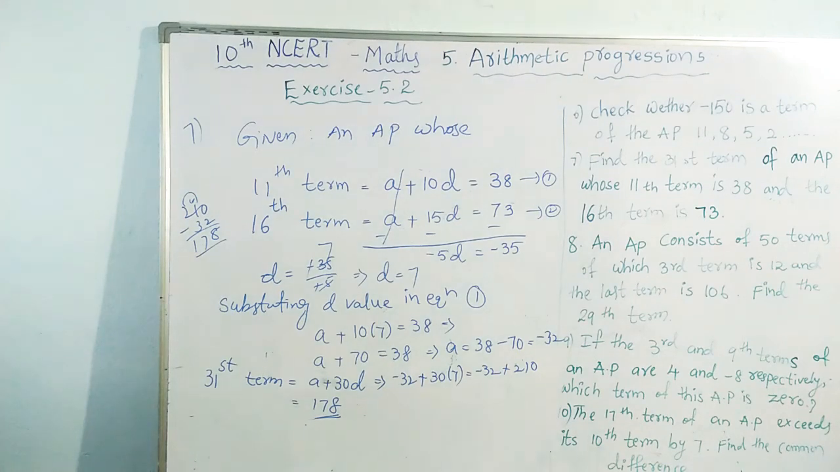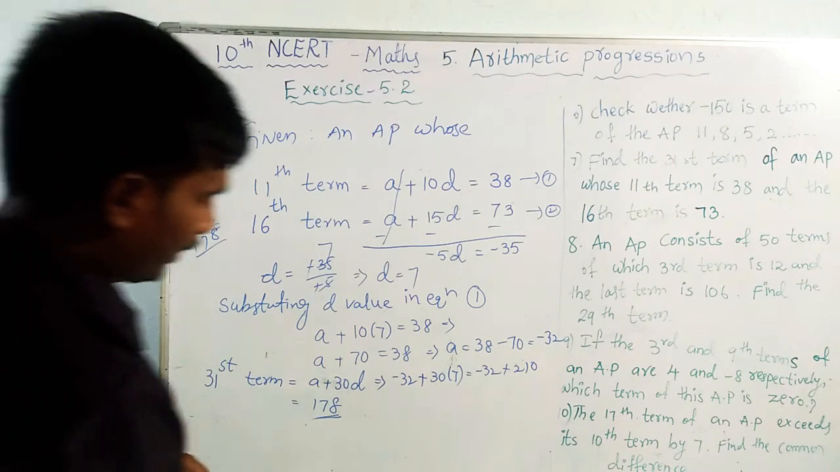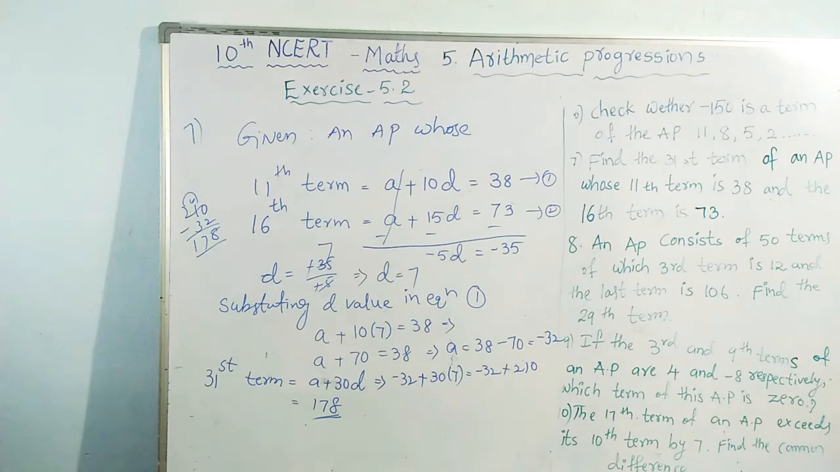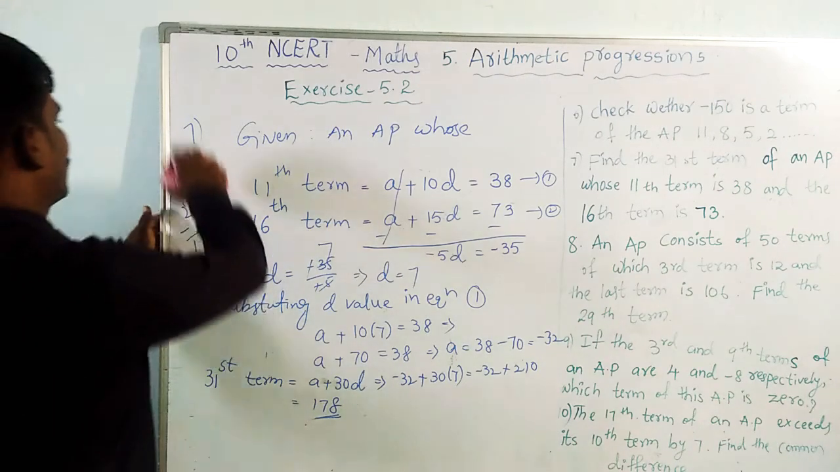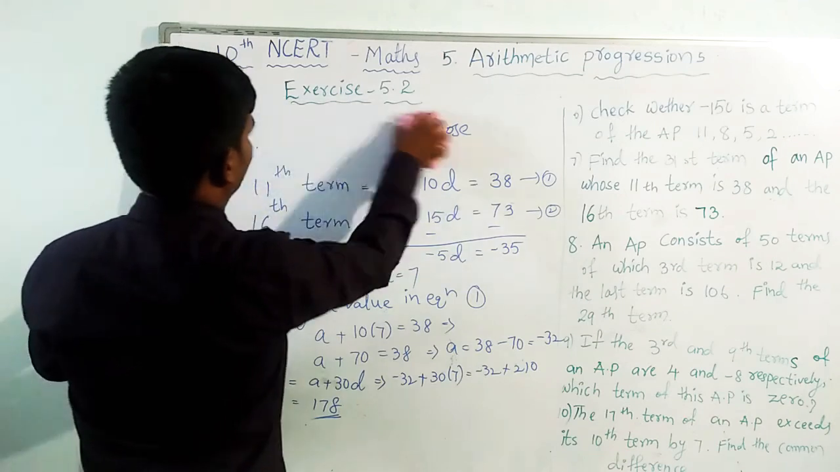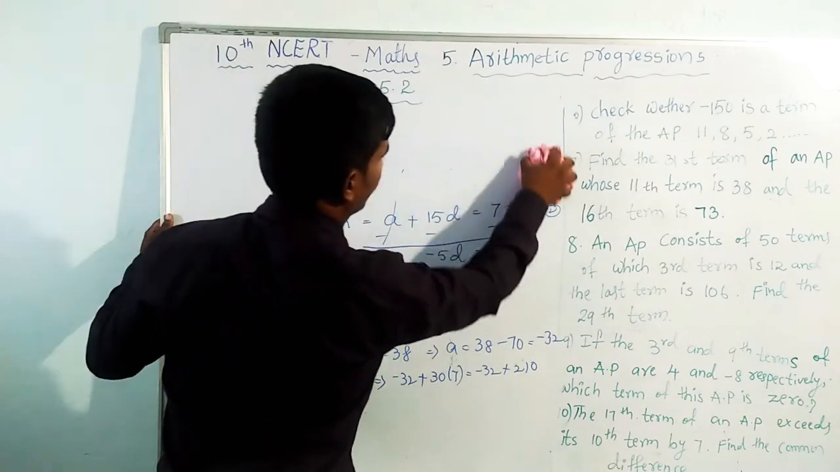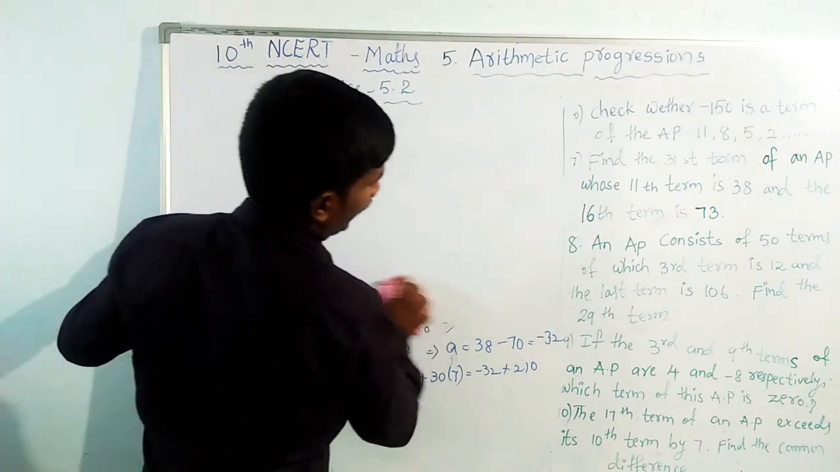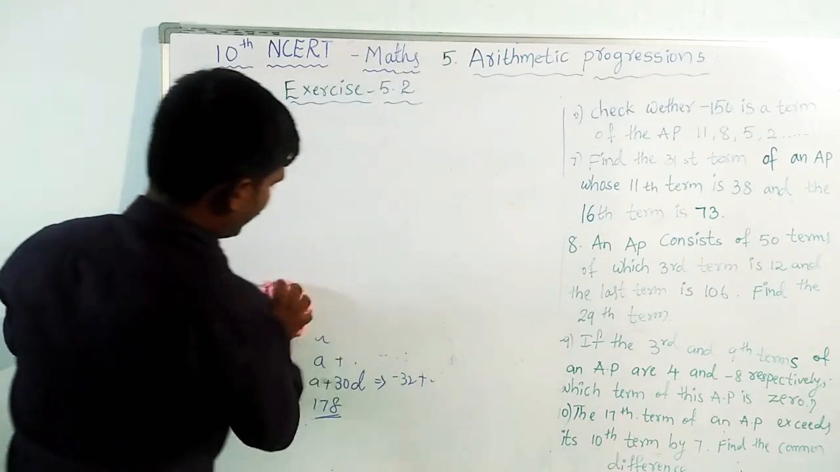Now the next problem. What is the 8th problem? See the 8th problem. An AP consists of 50 terms. In those 50 terms, the third term is 12 and the last term is 106. Children, if you want to write this data, pause the video and write it down.